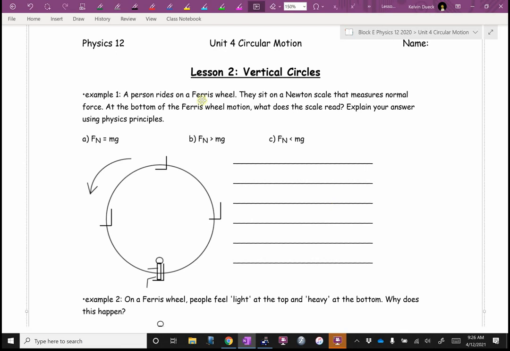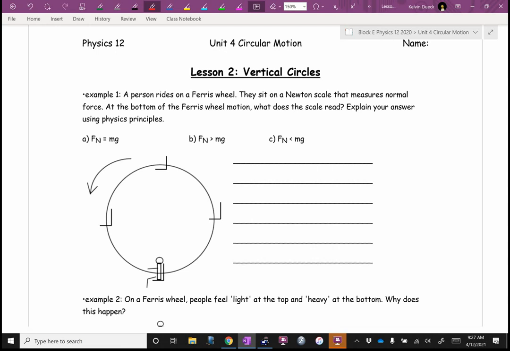Okay. A person rides on a Ferris wheel, and let's pretend they're sitting on a Newton scale that measures normal force. At the bottom of the Ferris wheel, what does the scale read? Fn equals mg, Fn is greater than mg, or Fn is less than mg. Once again, we're going to vote. At the bottom of a Ferris wheel, if you're sitting on the scale, will the scale read your normal weight? Will the scale feel that you're heavier or that you're lighter? Who says it's going to read normal because scales measure normal force?